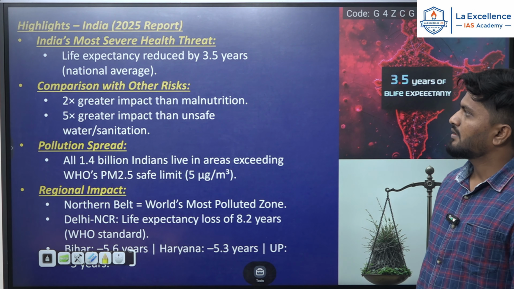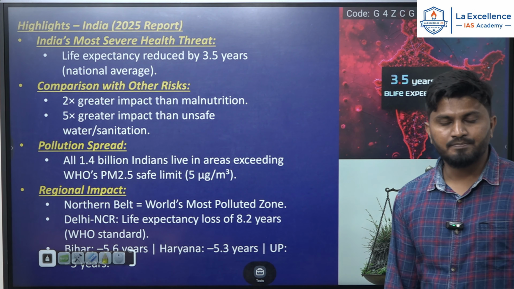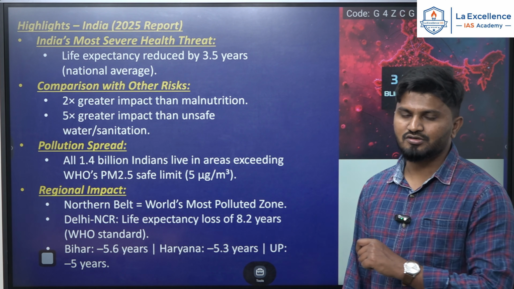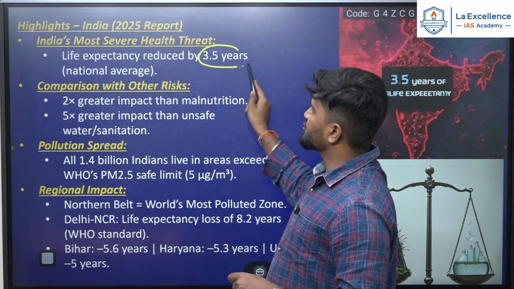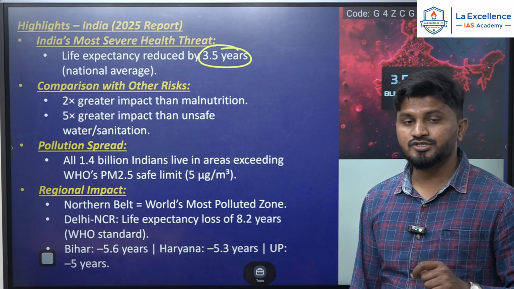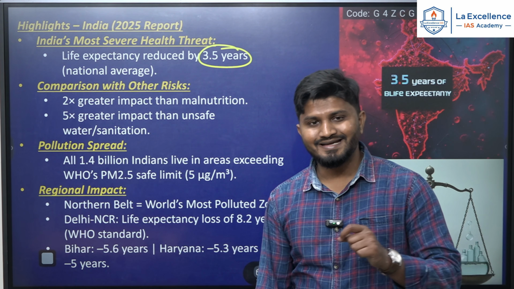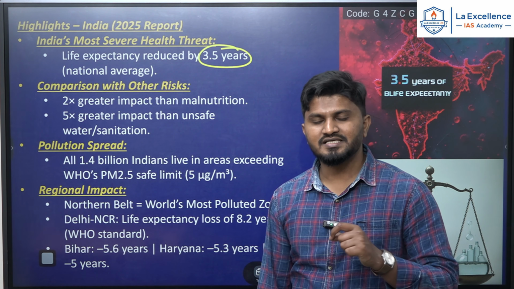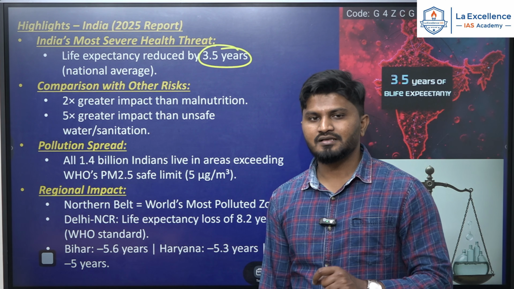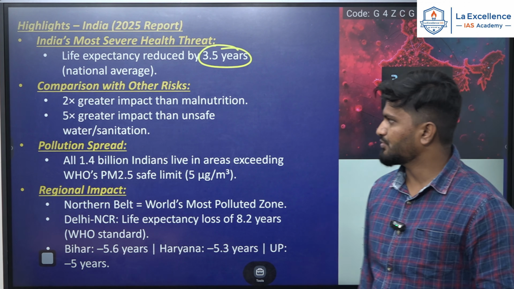India's most severe health threat. The report says that life expectancy is reduced by 3.5 years on average throughout India. Therefore, there are certain regional discrepancies as well. In areas such as Delhi, the life expectancy decrease is almost 8 years, and in regions such as the northeastern states, it is less than 1 year. So we will discuss that also.